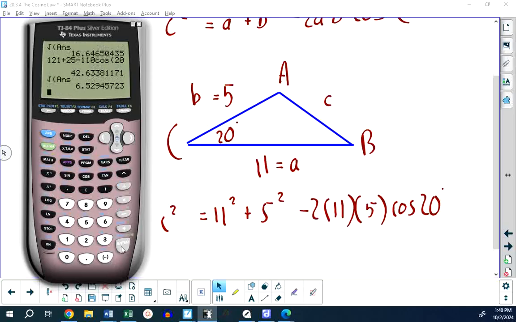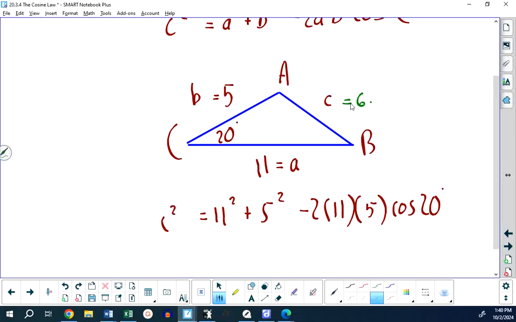Does anybody else get 6.5? Okay, I took some shortcuts. I multiplied 2 by 11 by 5 in my head. So 6.52. Now, are we okay with that?